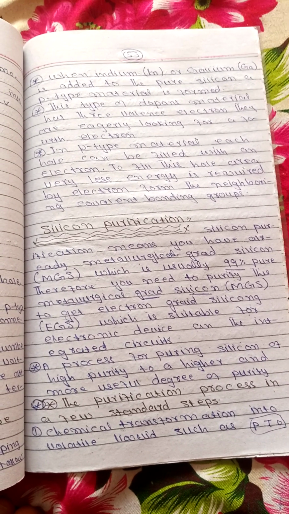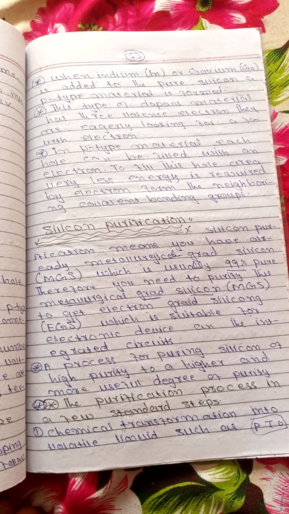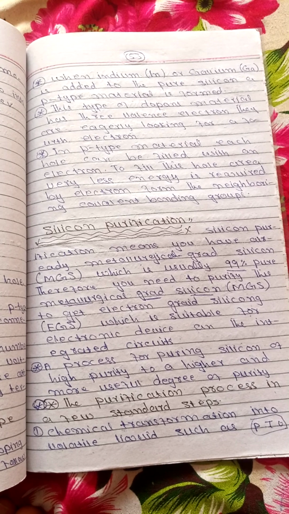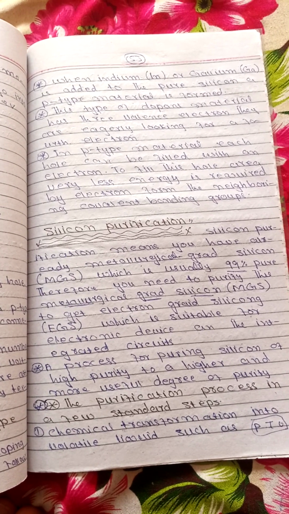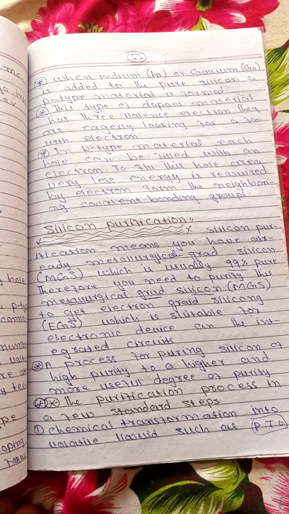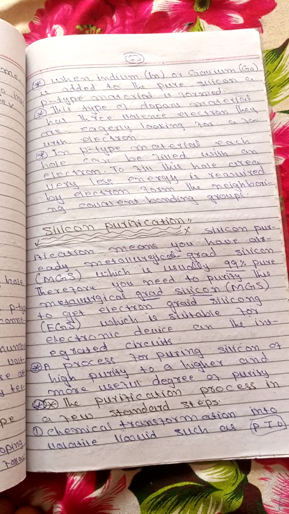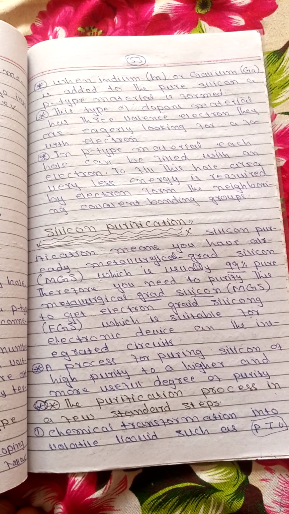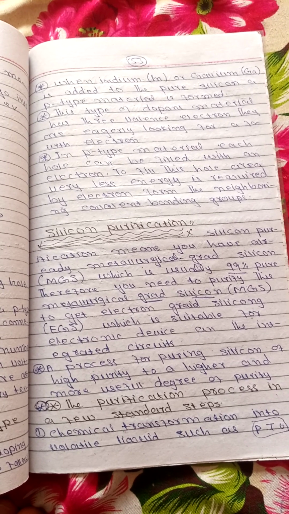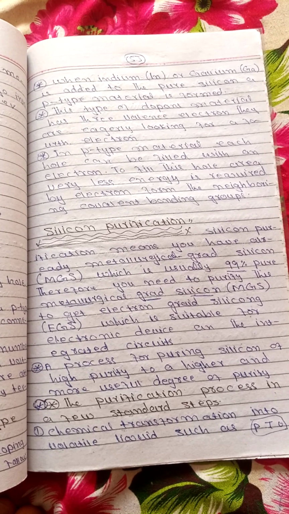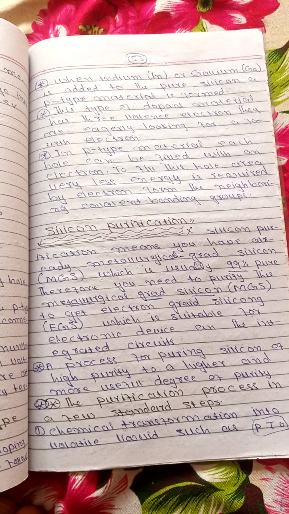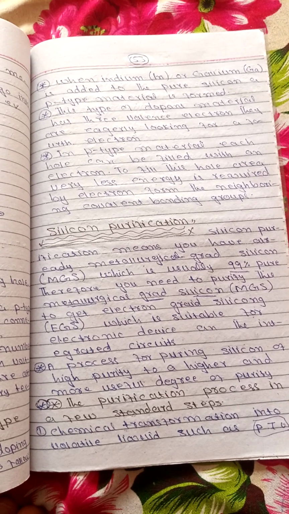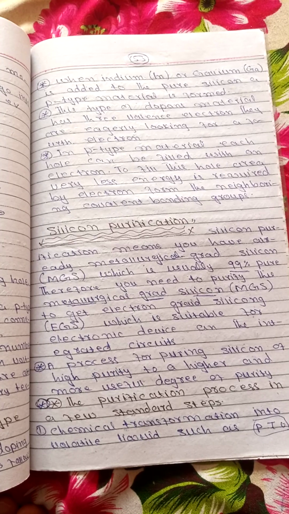They are clearly looking for a further electron. In p-type material, each hole can be filled with an electron. To fill this hole, very little energy is required by an electron from the neighboring covalent bond groups.